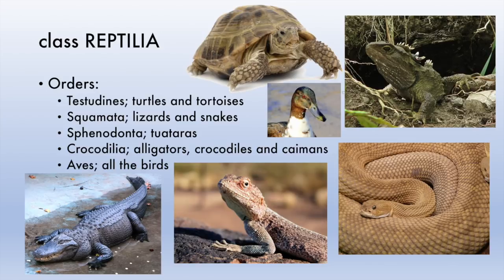We've got 5 orders of reptilians to discuss: the Testudines, turtles and tortoises; Squamata, which are lizards and snakes; Sphenodonta, which are the tuataras, probably something that you may have seen in a zoo, maybe not seen ever; the crocodilians; and then aves.